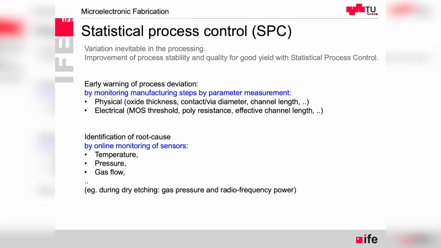So each manufacturing step is being measured, doing physical measurements like oxide thickness, diameter of via, contact, channel length, those placed in the scribe line in between the chips where the sawing takes place. And also electrical monitoring. So for example, threshold voltage of MOS transistor, polysilicon resistance, effective channel length, which is also measured electrically.